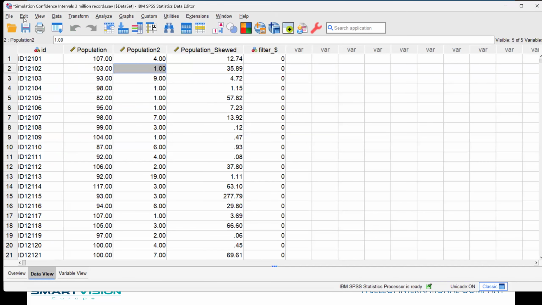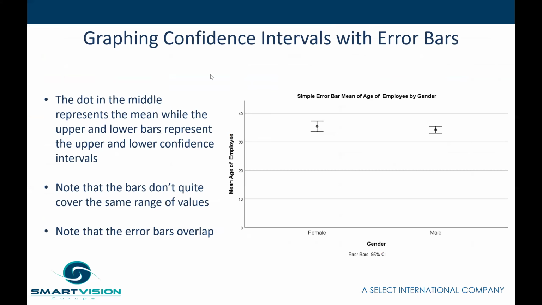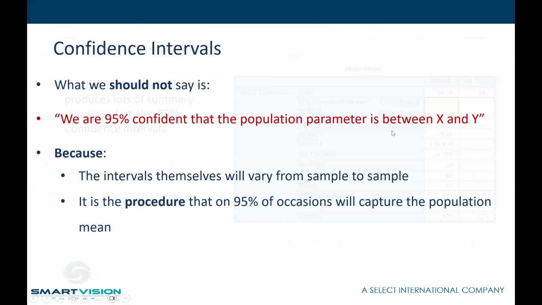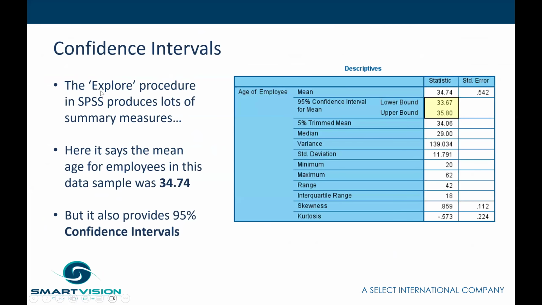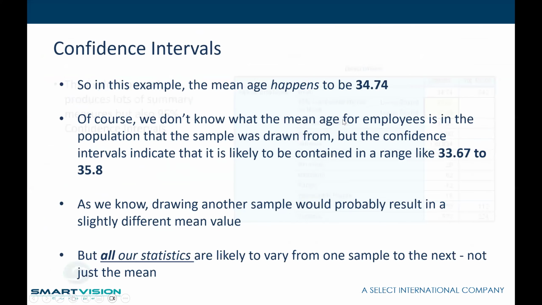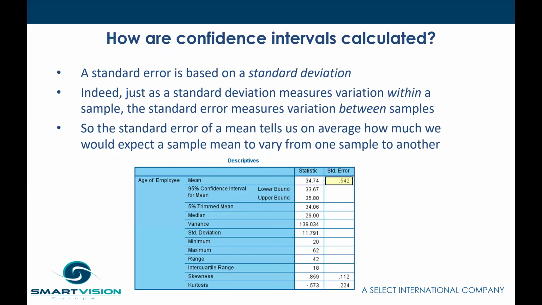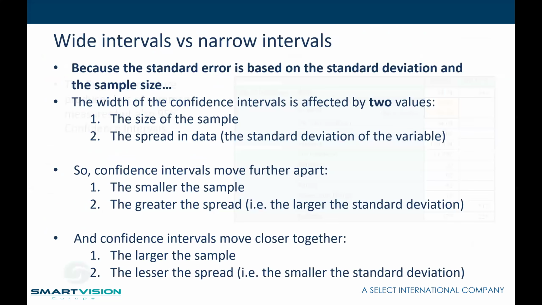Now, if we want to analyze things like the differences between the average ages, let's say, for males and females in our little employee data set, we could do that. We could go back to graphs and call up these error bars that we're seeing here and graph the relationship. We could show the relationship as a chart, or we could go back to what's called the explore procedure, under the analyze summarize menu, and it would effectively compare the two averages for us.